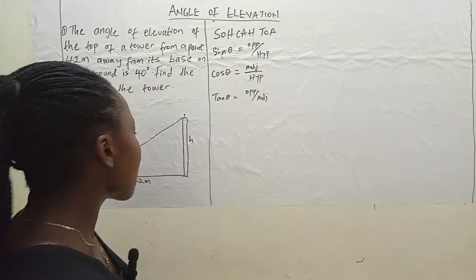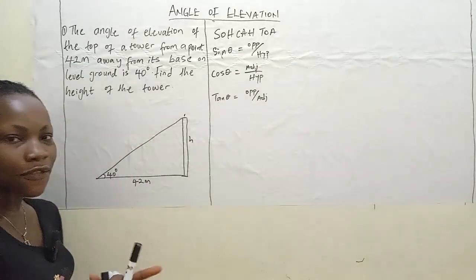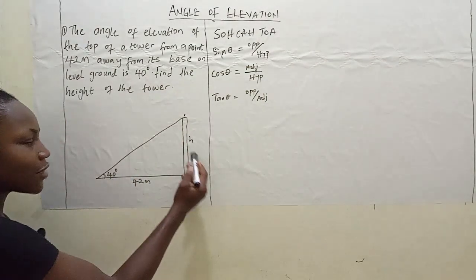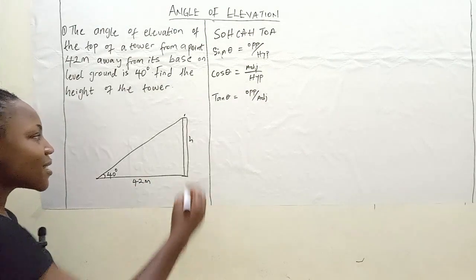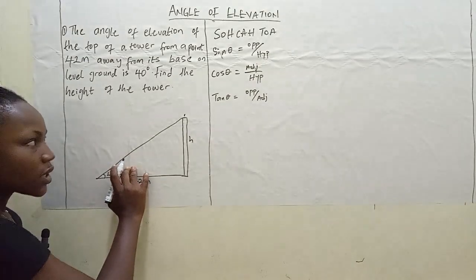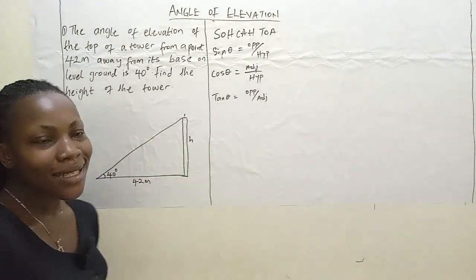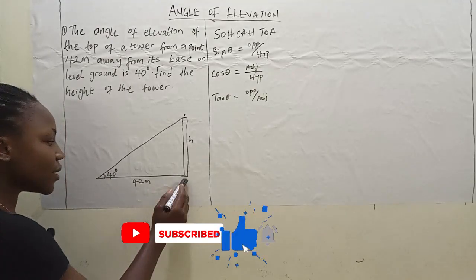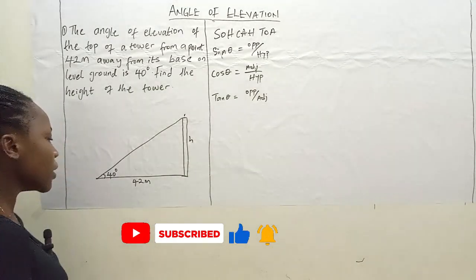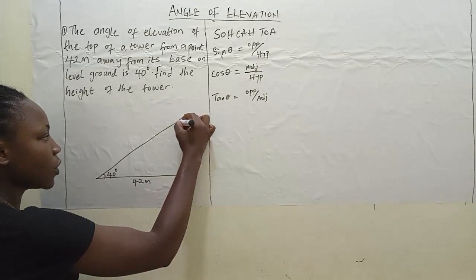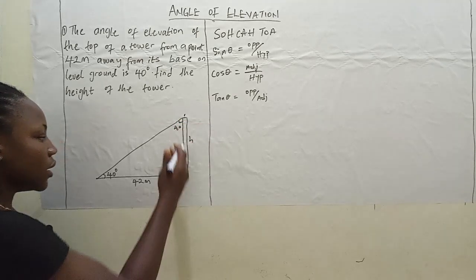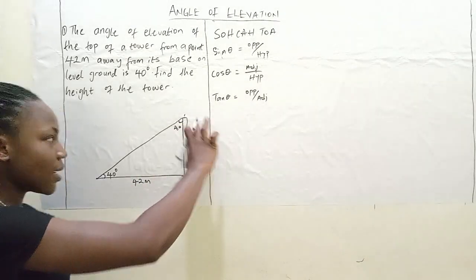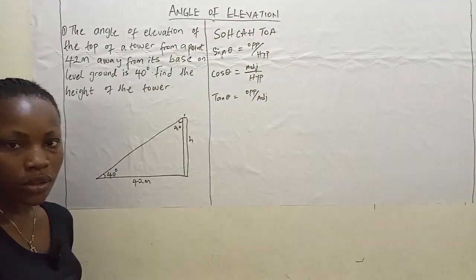Now, our opposite is simply the side that is facing your angle. Now watch, this is our angle and this is the side facing this angle. That makes this side our opposite. Then our hypotenuse is the longest side of a right-angled triangle. Then this here is our adjacent. Assuming this angle is here, we have this angle 40 degrees here. Here will become our opposite, while here will become our adjacent, and here remains our hypotenuse.